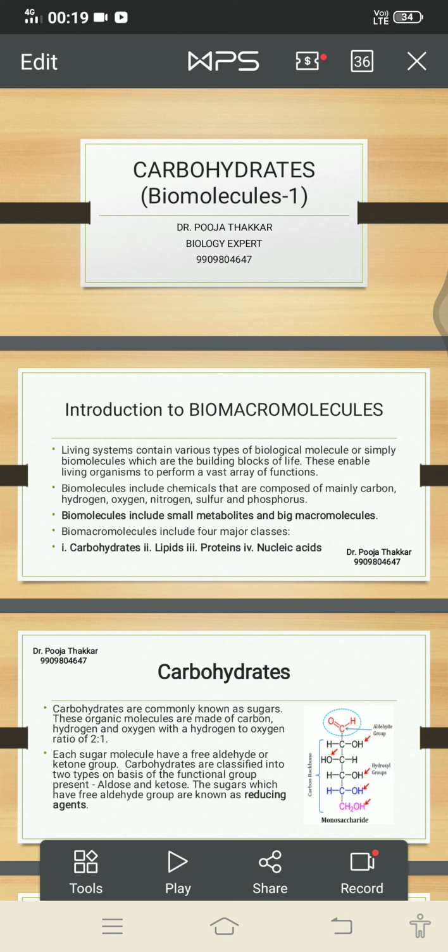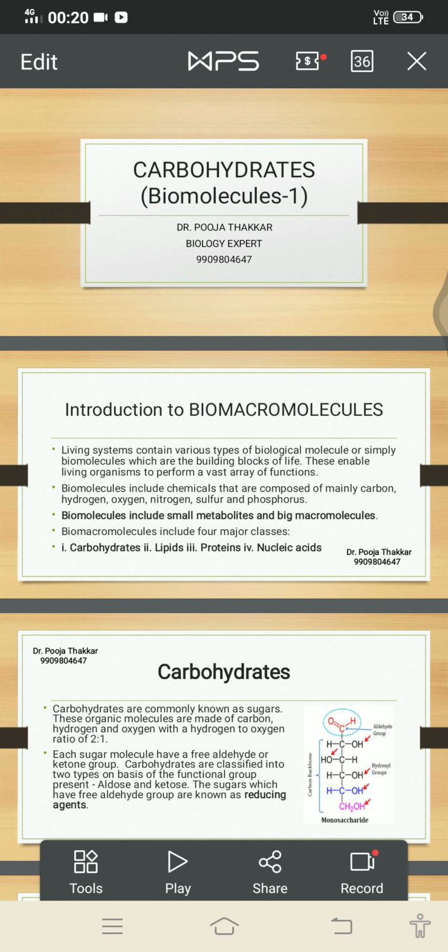First, I would like to give you the detailed introduction of biomacromolecules. Now, what do you mean by biomacromolecules? Biomolecules, as the name suggests, are molecules of biological origin, but they are very big in size, so they are considered biomacromolecules. Each and every living system contains various types of biological molecules, or simply biomolecules, which serve as the building blocks of life, and these macromolecules enable the living system to perform a vast array of functions.